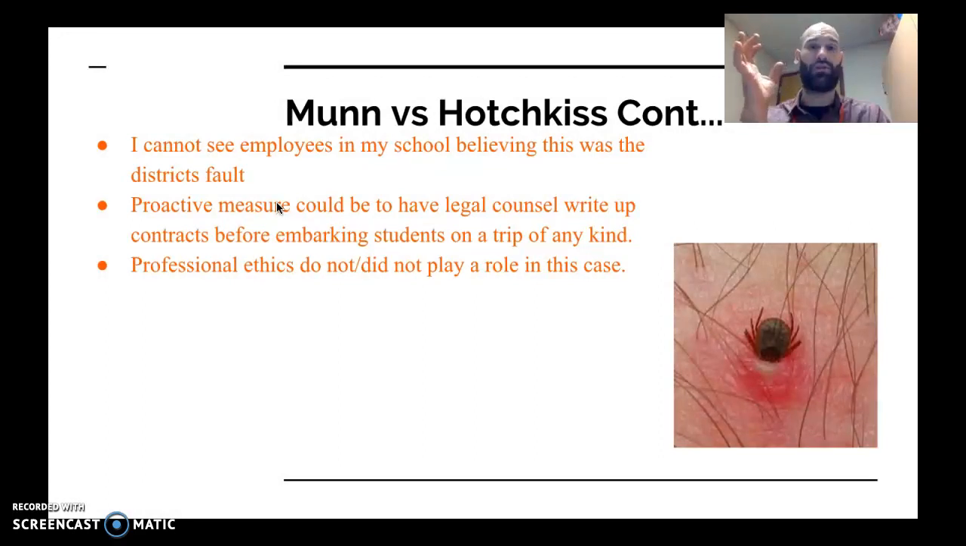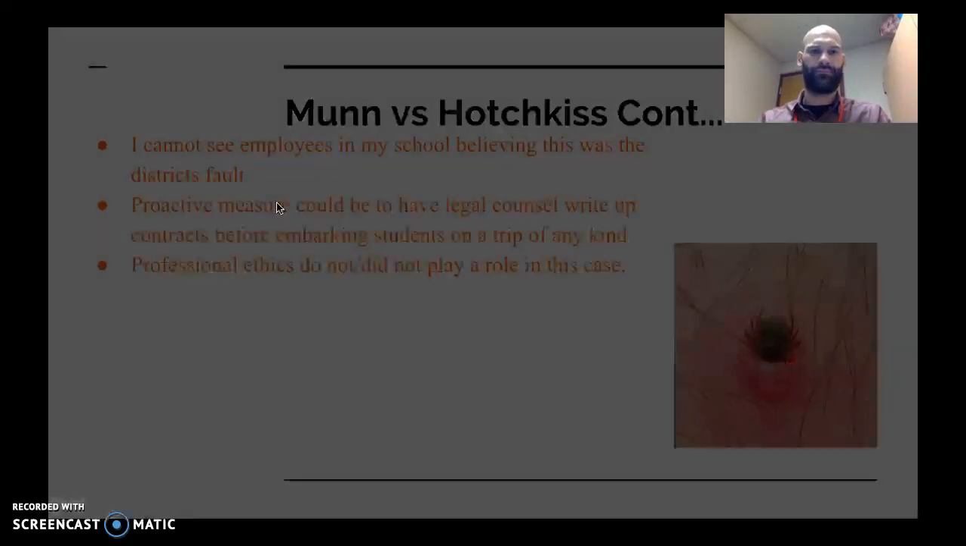so that was one that really struck me as a big blow to a district and a big loss to a district, not only from the standpoint of money, but also from the standpoint of trust from parents. I think in this case, in the aftermath, I would think that the employees in my school would not believe that this was their fault, but I think that proactive measures would have to be taken ahead of time in order to embark these students on this kind of trip. And I don't believe that professional ethics were at play here.